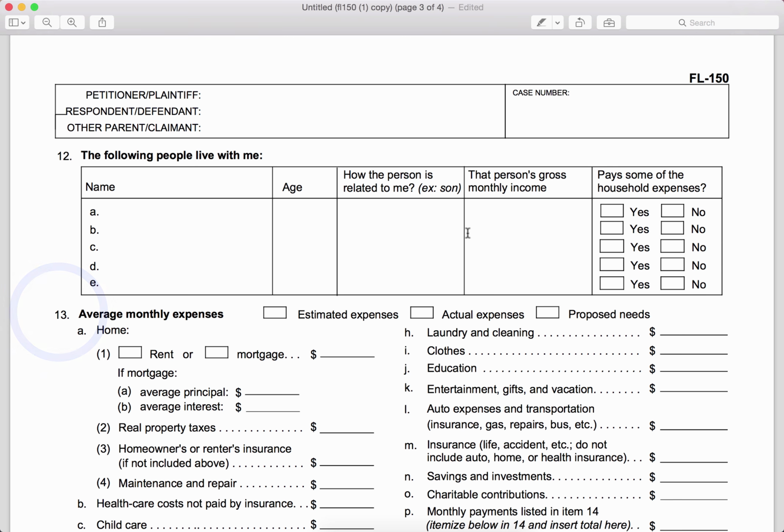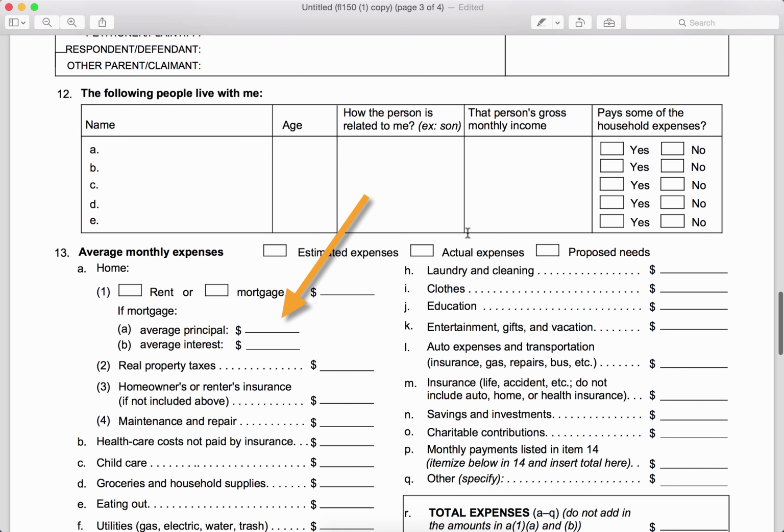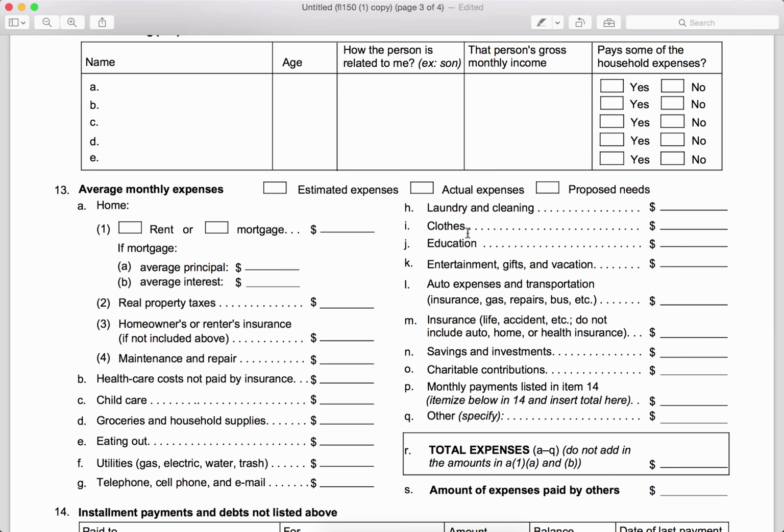At the top, check one or more boxes that will apply to the amounts you fill in. If you're unsure of the exact numbers, check estimated expenses. If you have the exact numbers, check actual expenses. If you're making a proposal of what you would need, check proposed needs.